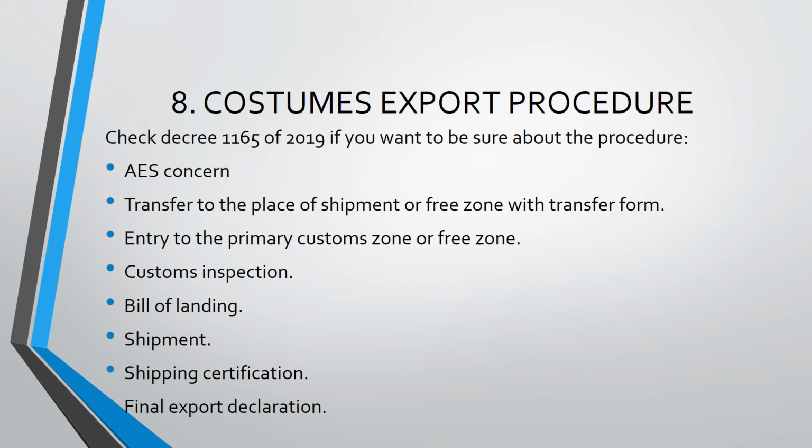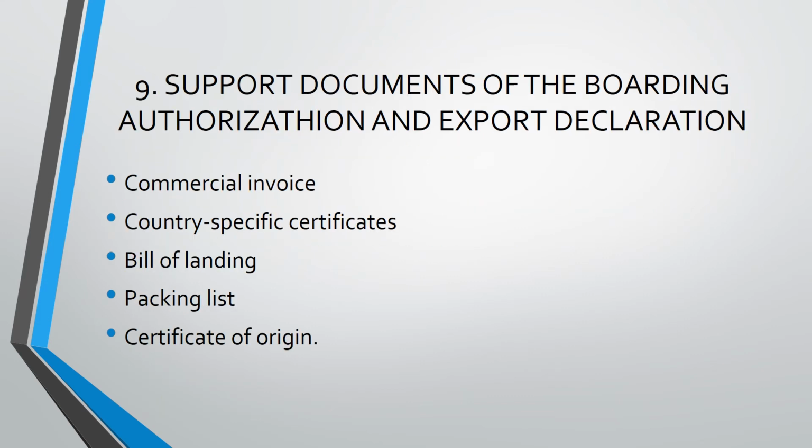The steps are: transfer to the place of shipment or free zone with transfer form, entry to the primary customs zone or free zone, customs inspection, bill of lading, shipment, shipping certification, and final export declaration. Ninth, support documents of the boarding authorization and export declaration: commercial invoice, country-specific certificates, bill of lading, packing list, certificate of origin.